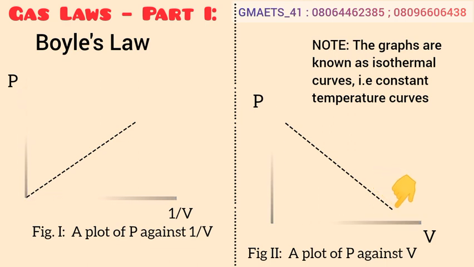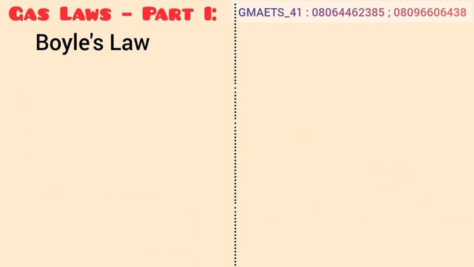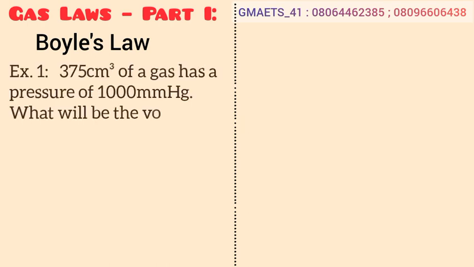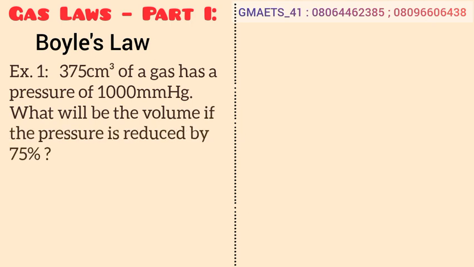All right, we shall now take a question to apply Boyle's law formula. Example: 375 cubic centimeter of a gas has a pressure of 1000 millimeter of mercury. What will be the volume if the pressure is reduced by 75%?